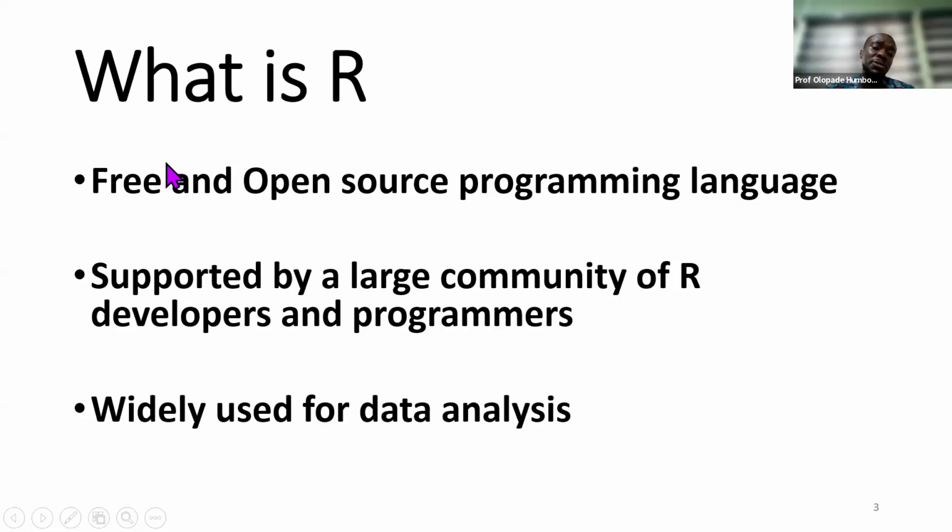And R is free. That's one thing about it. It's free and it's open source. And this open source is what makes R unique, because open source means that the developers of R made it open, such that people can further tinker with that source code and enlarge it. And that was what has made R so robust. As I said at some point, it has a large community of R developers and programmers. So this large community has really made R so wonderful that it can do a whole lot, even more than what the people that first designed it envisaged.